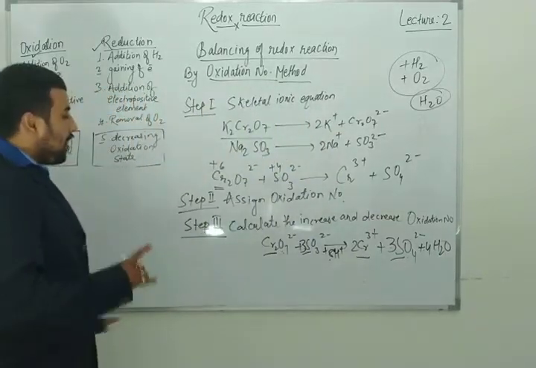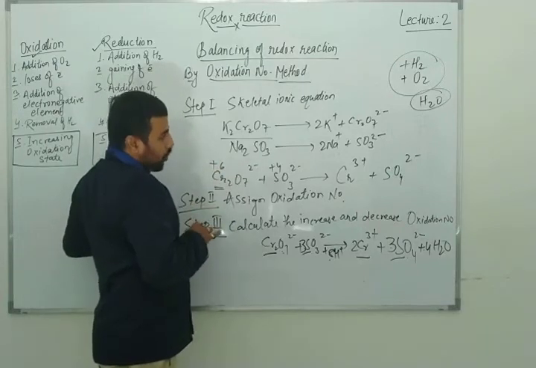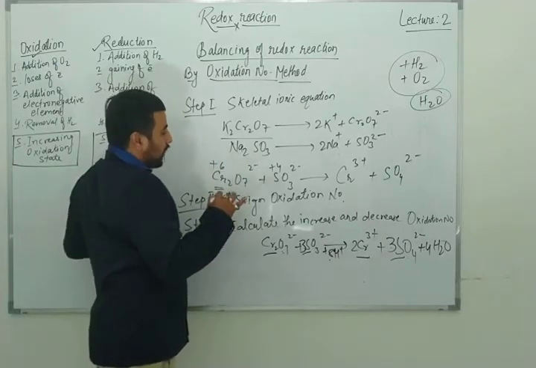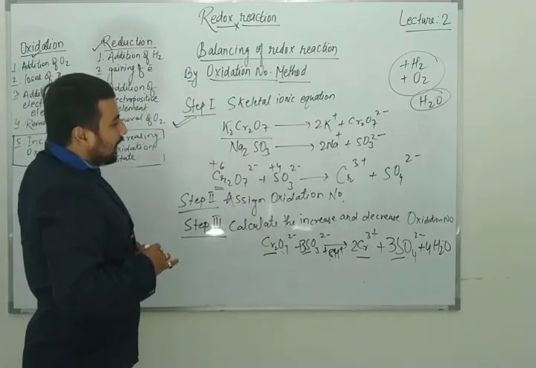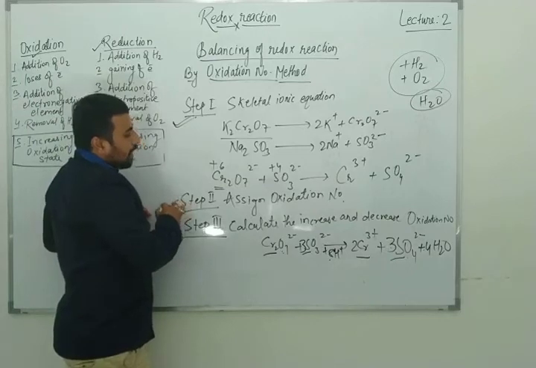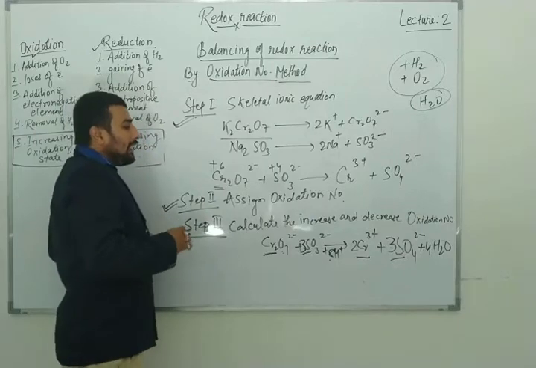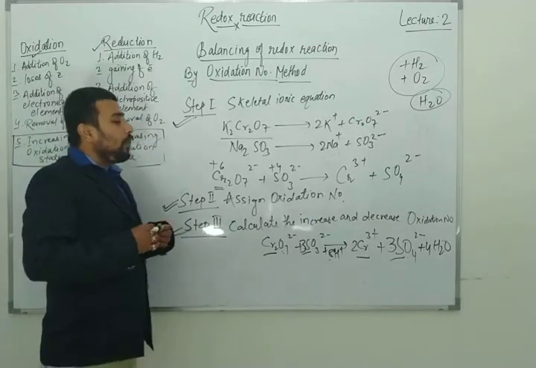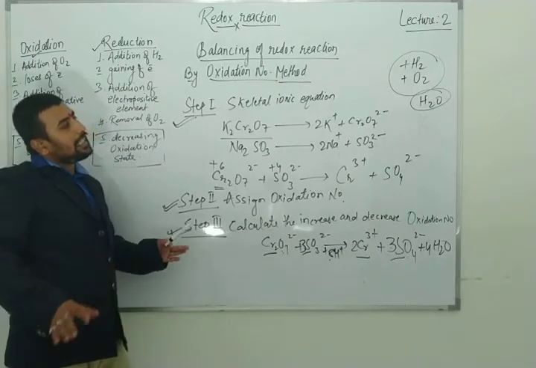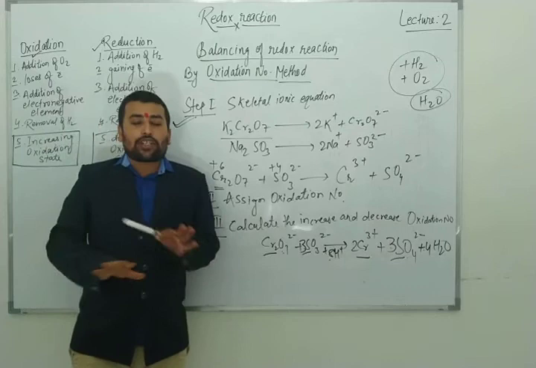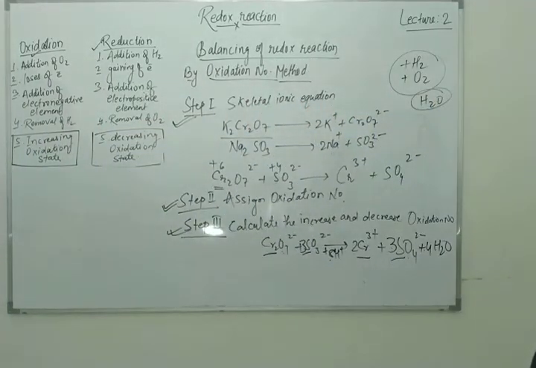So here what we have learned is that if you want to balance any ionic redox reaction, the first step is to mention the skeletal ionic equation. Second step is to assign the oxidation states. Third step is to calculate the increase and decrease of the oxidation state. Fourth step, addition of hydrogen, and fifth step, addition of oxygen. At that time you will see whether your main reaction is balanced or not. So this was the main procedure for balancing a redox reaction.